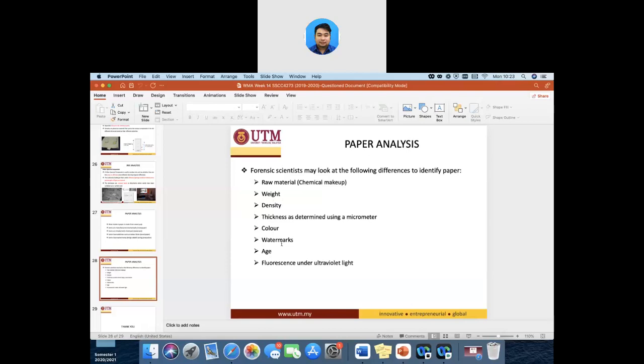the watermarks, because some paper manufacturers might have different compositions and might have their own signature on it, not signature as in a signature. It may be a watermark which we cannot actually see, but this kind of characteristic will lead to the manufacturer. Okay, the age of it, the fluorescence under the ultraviolet light. Okay, so all of this is for paper analysis.